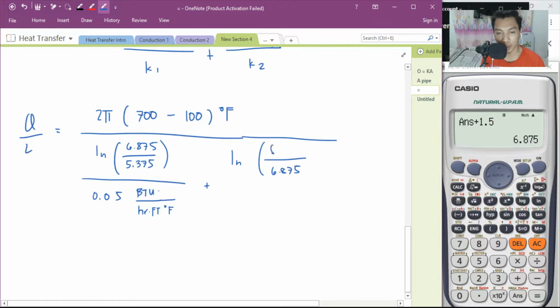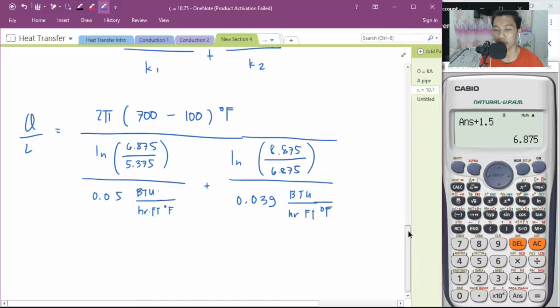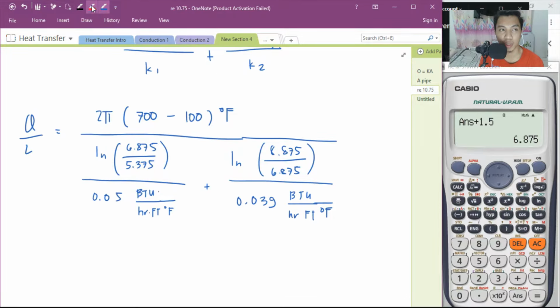6.875, 8.875 divided by 0.039 BTU per hour feet degree Fahrenheit. Ang lalabas BTU per hour feet. Okay, cancel na natin yung same units. Degree Fahrenheit, degree Fahrenheit, degree Fahrenheit. Okay, ang lalabas, ito yun. Heat loss per foot. Ayan. Ganon din dito.